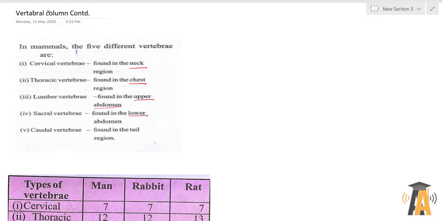It's found in the lower abdomen, while some other school of thought will tell you it's found at the waist, while the lumbar, the upper abdomen, some school of thought say it is found in the stomach, while this one at the waist. Then the caudal vertebrae is found in the tail region. So these are the 5: cervical, thoracic, lumbar, sacral, and caudal, and they are found at the neck region, chest region, upper abdomen, lower abdomen, and tail region respectively.